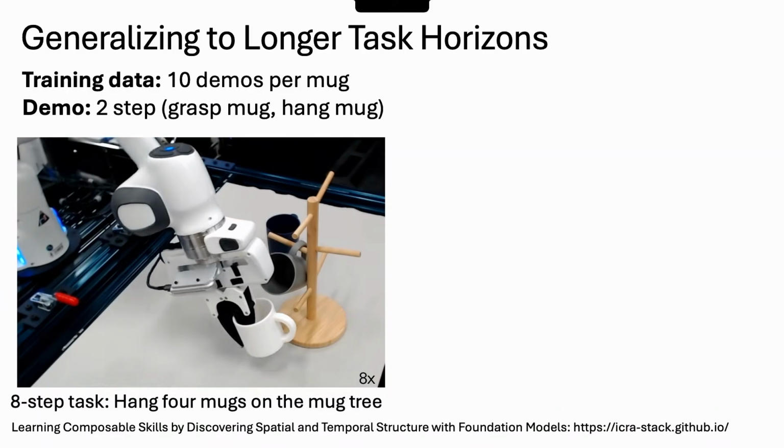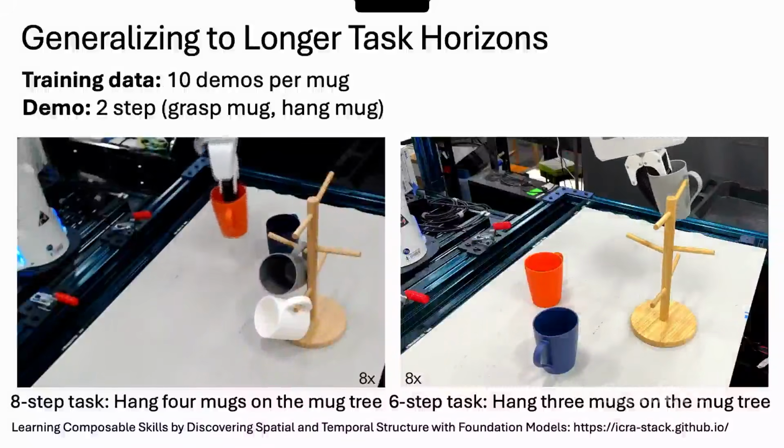And our model is making some deliberate plans about this and then executing them in the physical world. And then here's another example, having a different set of mugs in different initial states and so on.